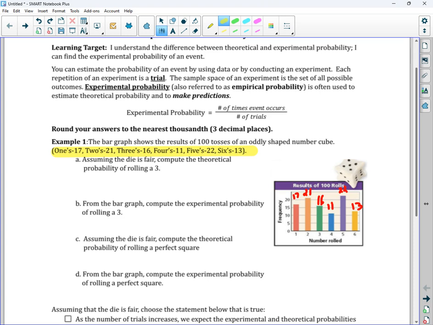So theoretical is what should happen. There was 1 out of 6 threes. From the bar graph, compute the experimental probability of rolling a 3. Well, from the bar graph, there are 16 out of 100 tosses. So theoretical is what should happen. Experimental is what did happen.